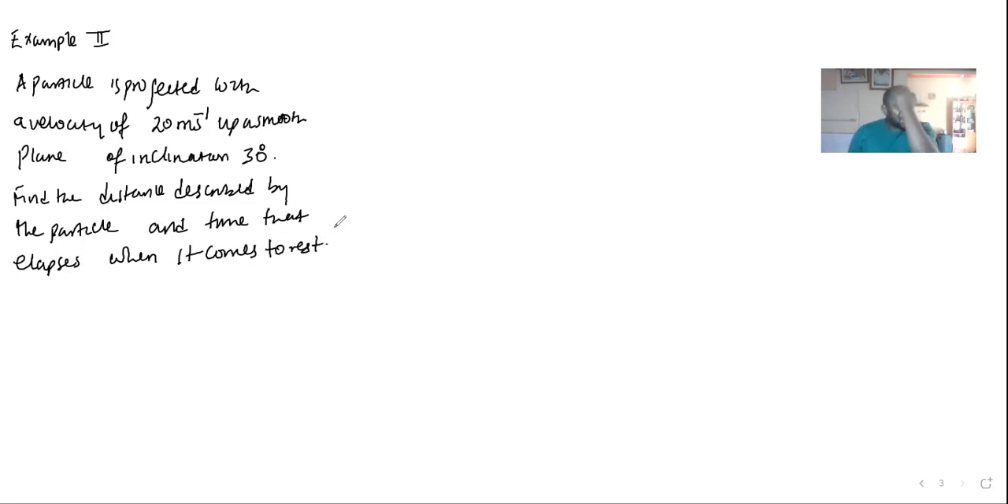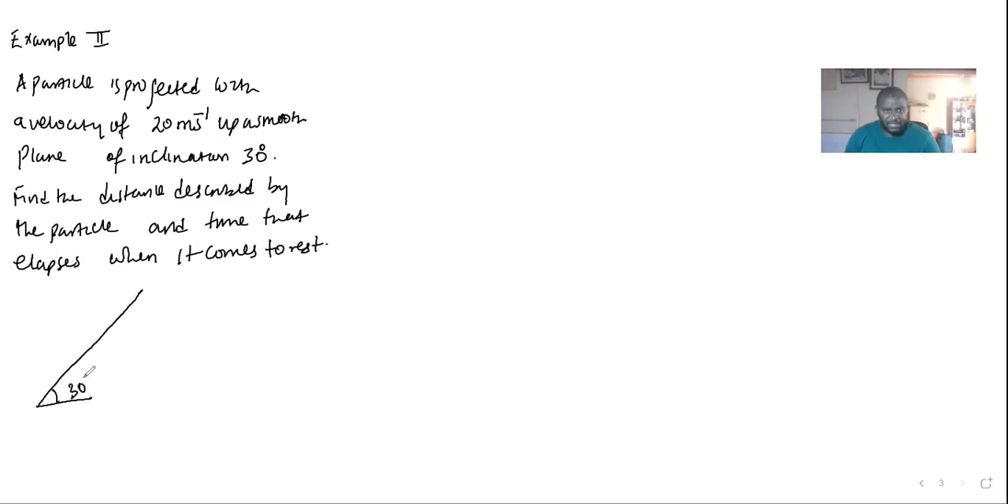Now, this time round, the particle is projected up a smooth plane of inclination 30, meaning it is projected from down. It is projected like this. So it goes up and stops, perhaps, and slides back. But our intention is its motion as it goes up. So I project it from down by pushing it or giving it some initial velocity, and then it goes upwards, and then it comes to rest. So they're asking you to find the distance described by the particle and the time that elapses.